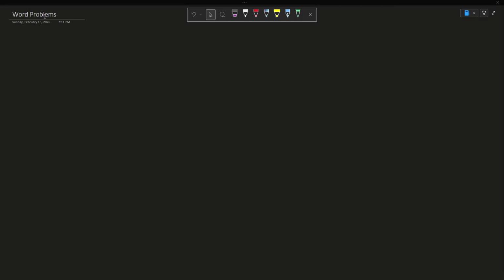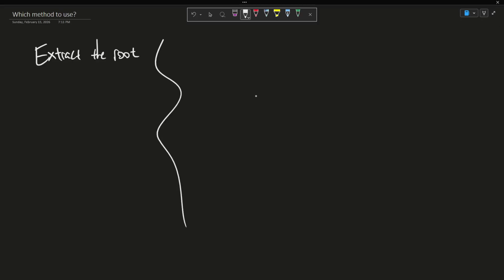Hi, welcome back. This is actually not word problems. It'll be a little mini lesson on which method to use. So we learned 3 different methods: extract the root, factoring, and quadratic formula.